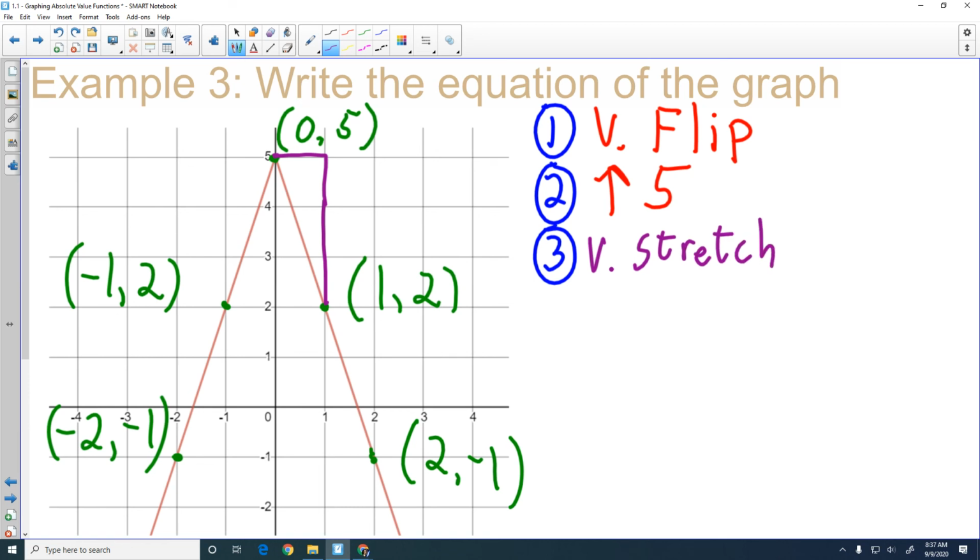And so I'm going to say there's been a vertical stretch. And you have to list the number, like by how much. So how much was it stretched by? Autumn, what's that stretch? By how many times? So how much taller is this? Yeah, exactly. It's 3 times taller than your parent function. So it's a vertical stretch by 3. So those are going to be our 3 transformations. We've got to then write this absolute value function with all those transformations listed inside of it.